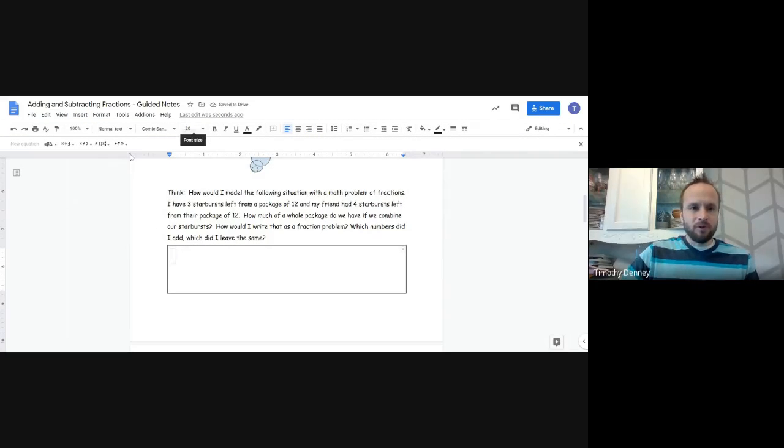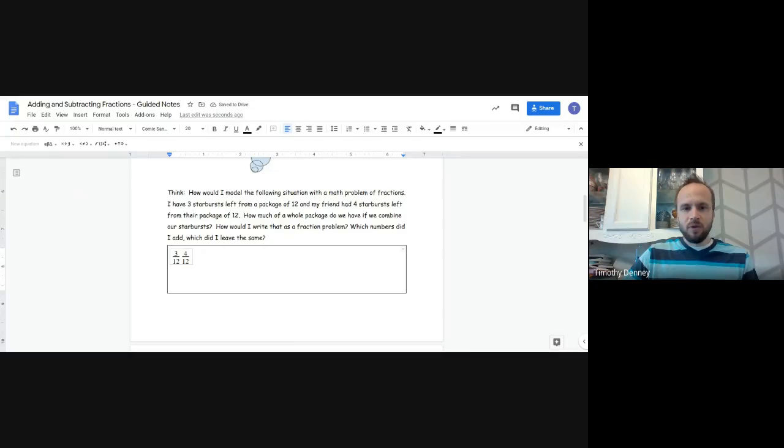Okay, so if I have a fraction and a package of Starbursts, I gave you how much the whole was. I needed 12 parts to make a whole, so there goes my 12 down here at the bottom. And I have 3 left for my package, so 3 is going to go up top. My friend has the same size package as I do. There's still 12 to make a whole, and he has 4 left.